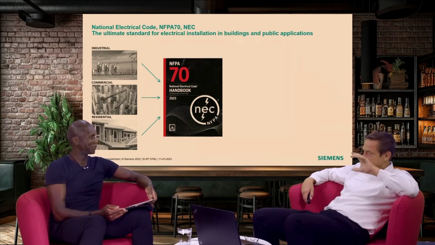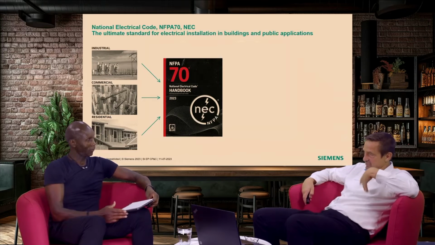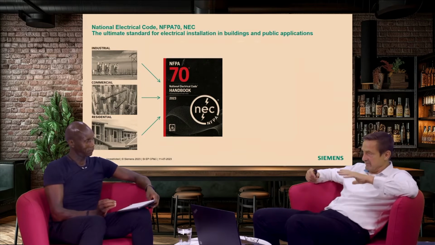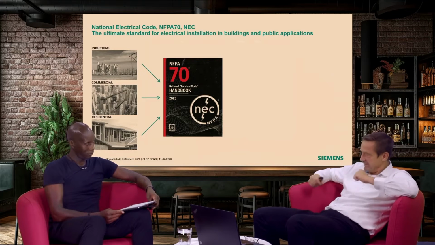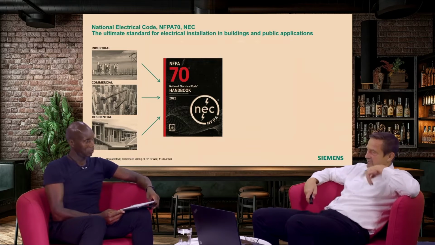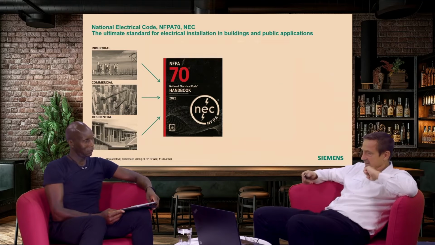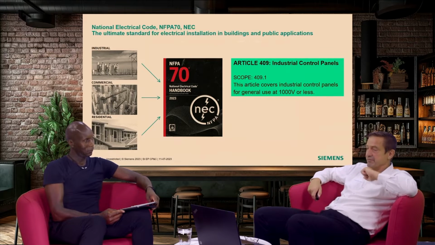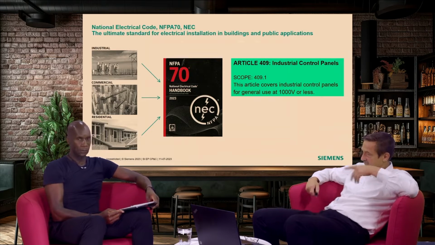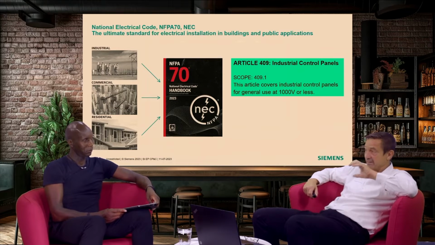Okay, so this NFPA, we have to look at it. You can accept that it is more than 1,500 pages. It's a big, big thing. And the idea is now to look in a specific chapter on industrial control panels. If you do this, then you find chapter 409. This is specially written for industrial control panels, and this is now our topic.